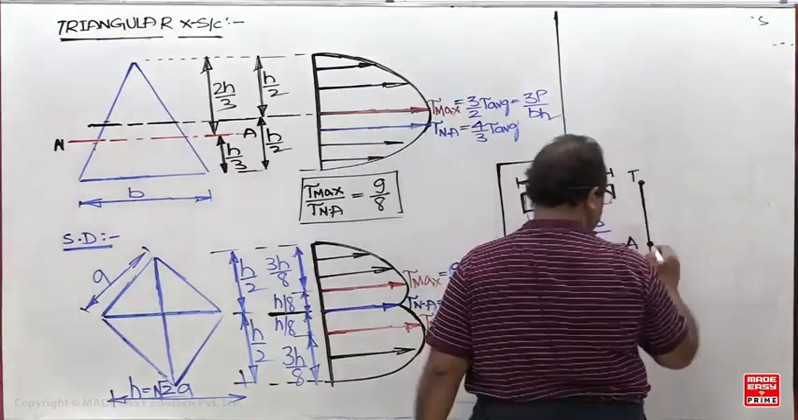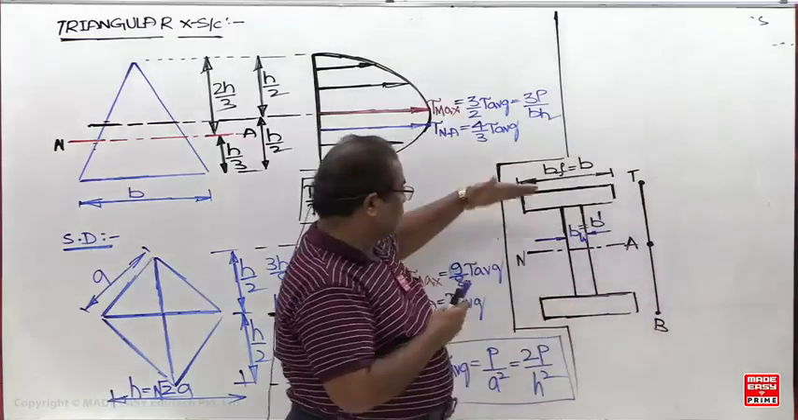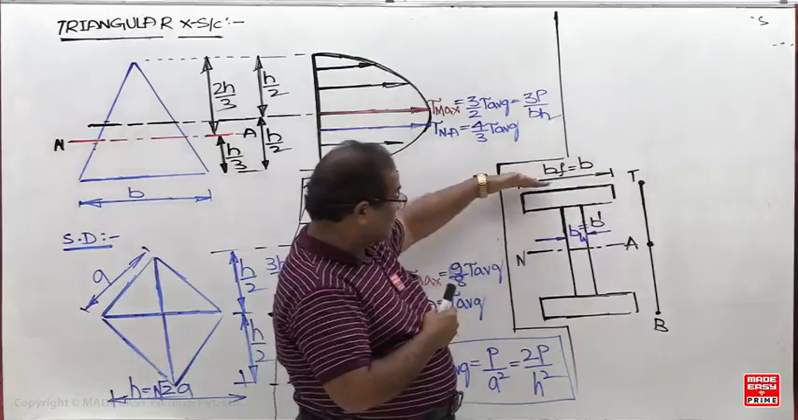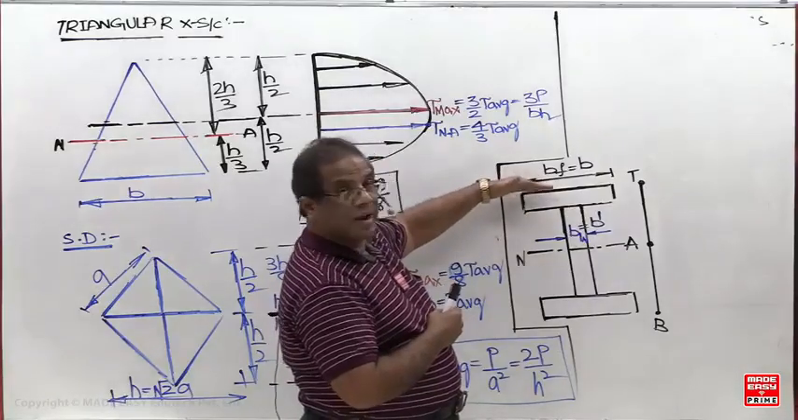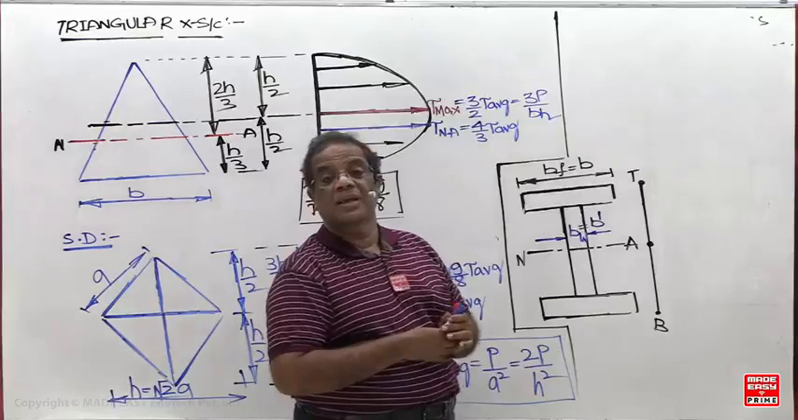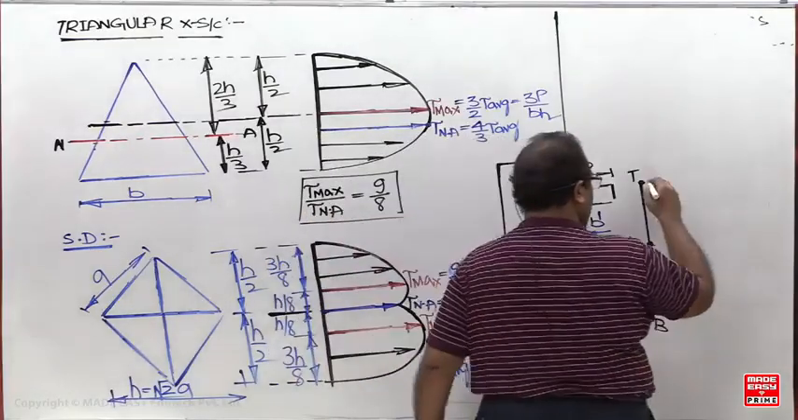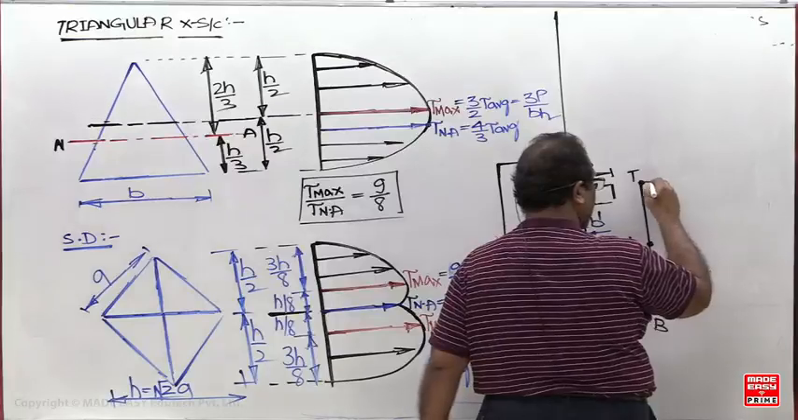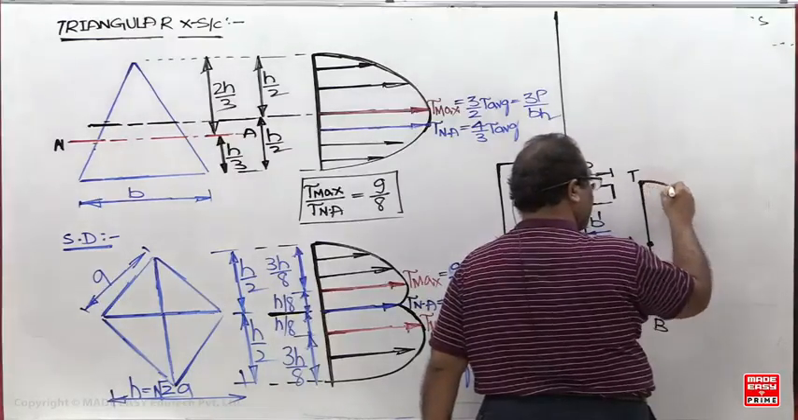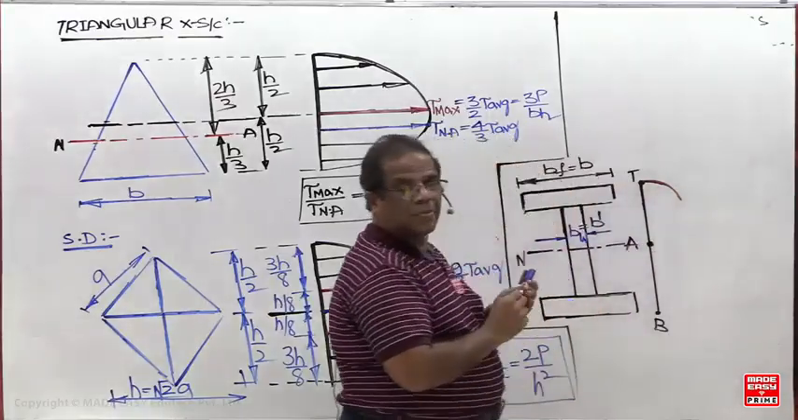Always the extreme fiber is 0. Here is 0. So when I am coming from the extreme fiber to the neutral axis, what happens? Shear stress will increase. How does it increase? Parabolically it will increase.